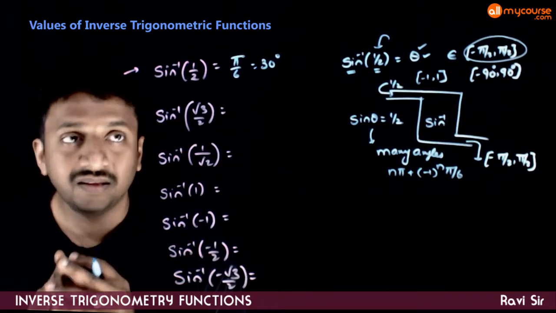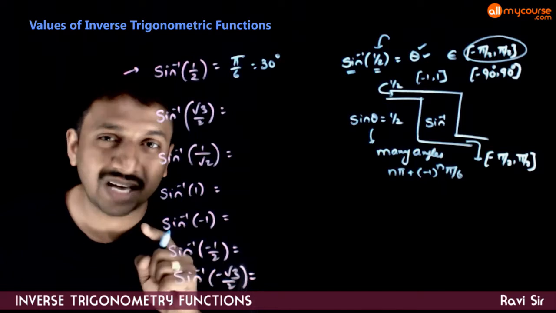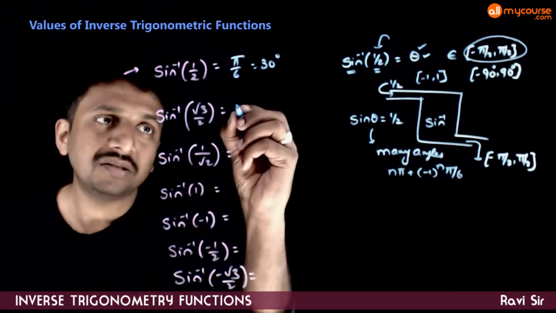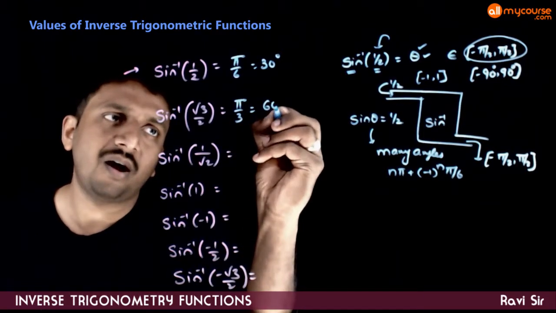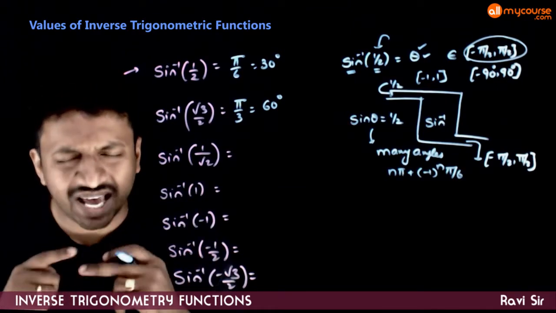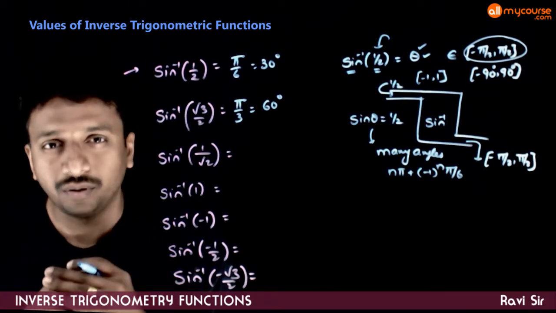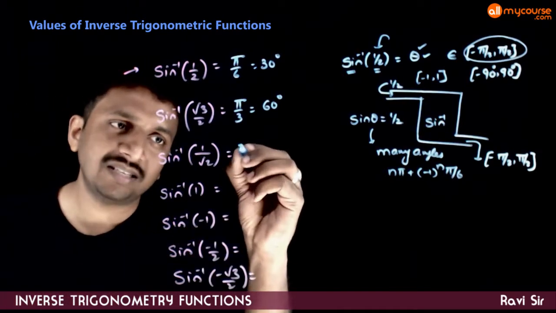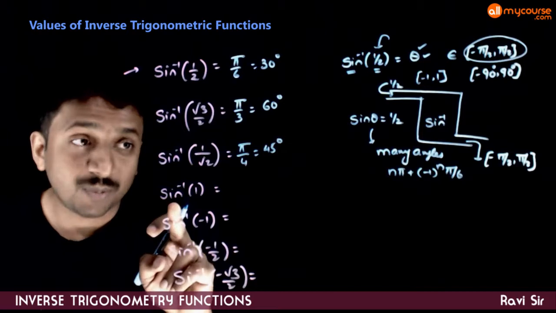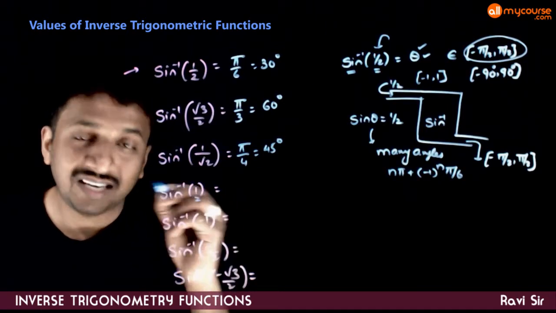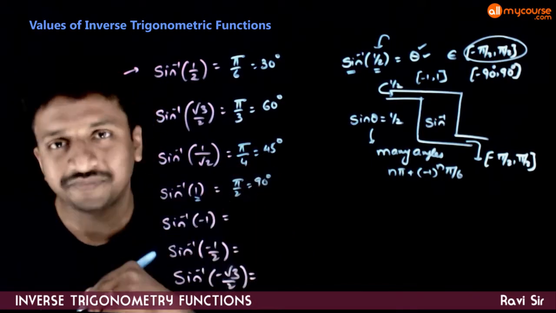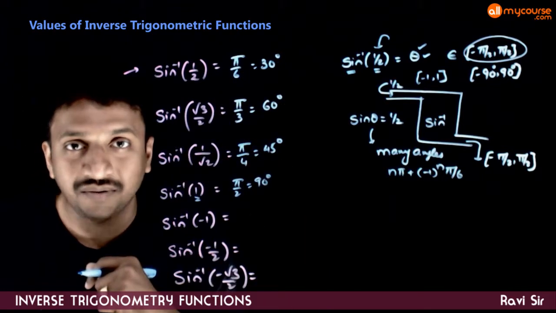So sine inverse of root 3 by 2 corresponds to which angle? Sine is root 3 by 2 corresponds to 60 degrees, right? So the answer will be pi by 3 or 60 degrees. Sine inverse of 1 by root 2 corresponds to which angle? Sine equal to 1 by root 2 is 45 degrees. The answer is pi by 4 or 45 degrees. Corresponding to which angle is sine theta equal to 1? Pi by 2 or 90 degrees. So this is how you find the values of sine inverse.